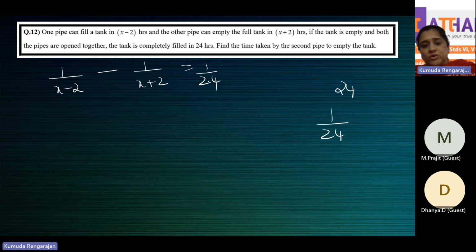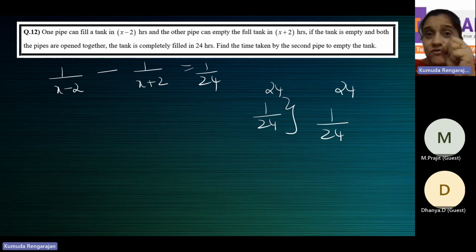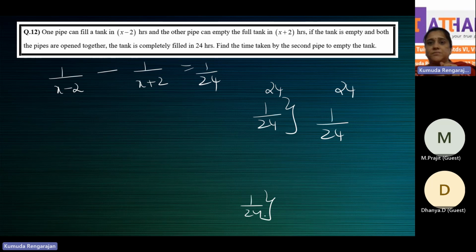Together, they work for 24 hours and the work is done, right? The tank is filled in 24 hours. So every hour they would have worked how much? 1 by 24, this fraction. It's the reciprocal of the time taken. When they work together, they finish the work in 24 hours. So then in 1 hour, how much would they have finished? 1 by 24. Together in 1 hour, they would have completed 1 by 24, this fraction of the work.